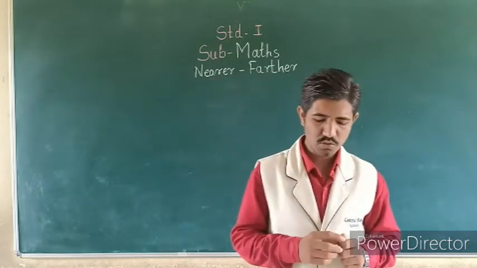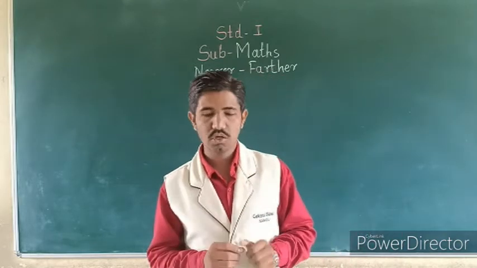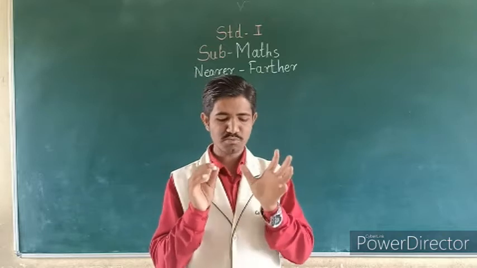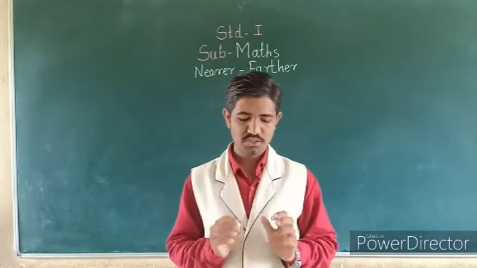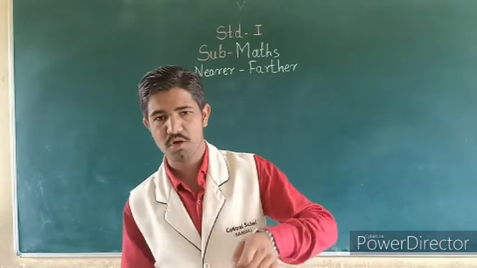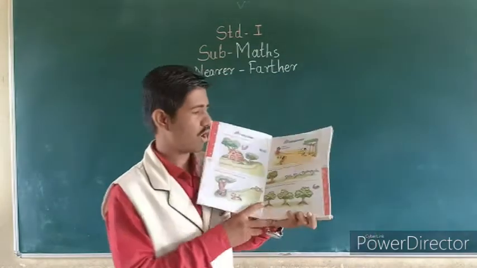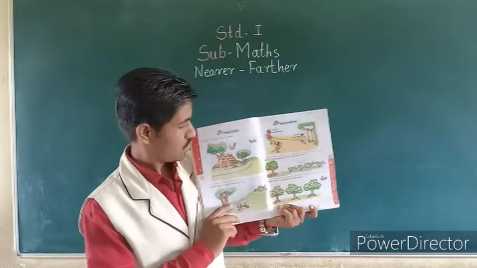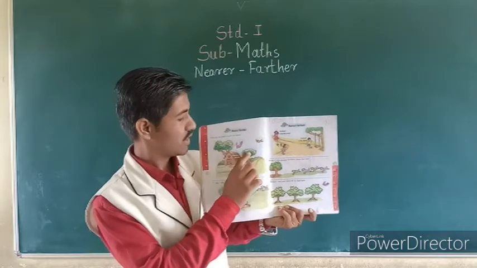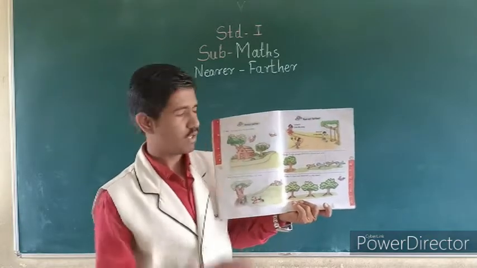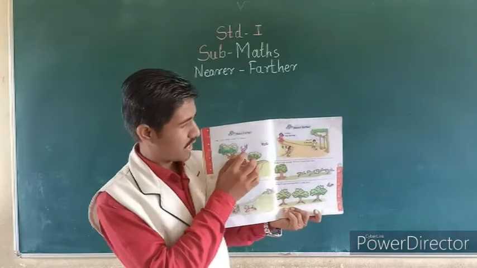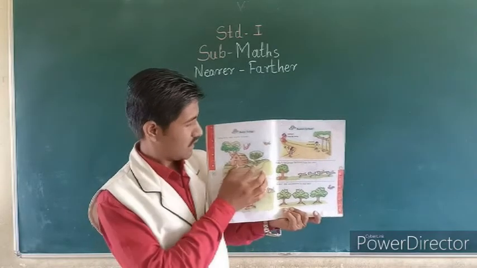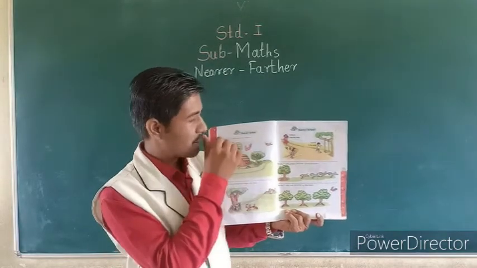Take the bird nearer to the home. So all the students see the textbook, page number 6. In this picture, you have to tick the nearer bird. I will show you the picture. In this picture, you see there are two trees, a house and two birds. This bird's color is pink and this bird's color is yellow. There are two birds, a house, and two trees.